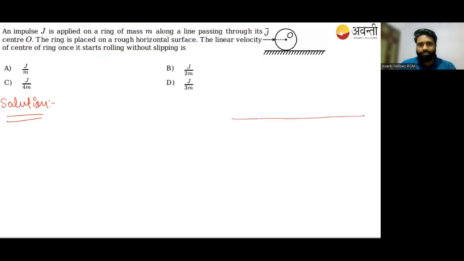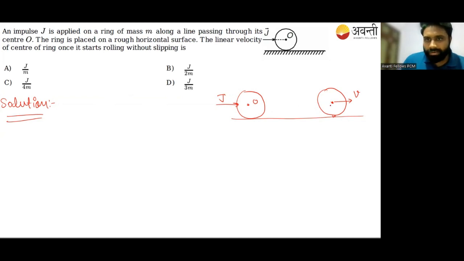So this is the case we have. Initially, we have imparted an impulse, so the initial velocity of this ring I would consider as 0, and after imparting this impulse it has some velocity, say v, and it starts rolling. We have to find the linear velocity of the ring once it starts rolling without slipping.